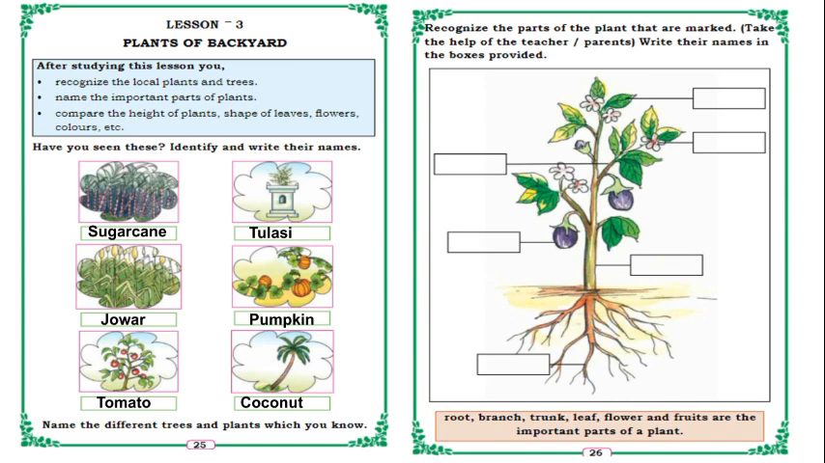So, do you know any trees' names? Yes, usually we will see banyan tree, mango tree, tamarind tree, etc. Isn't it? Yes. So next page, recognize the parts of the plant that are marked. Take the help of the teacher or parents, and write their names in the boxes provided.